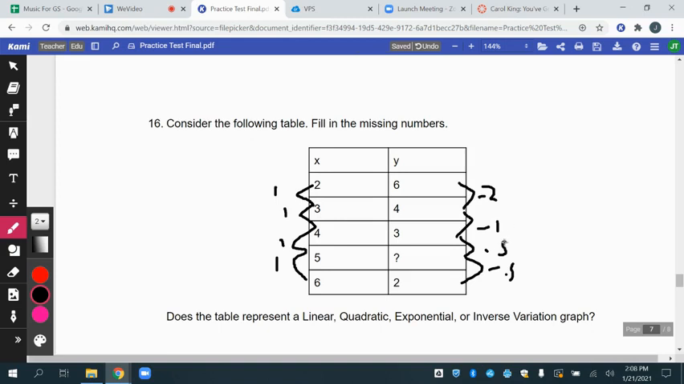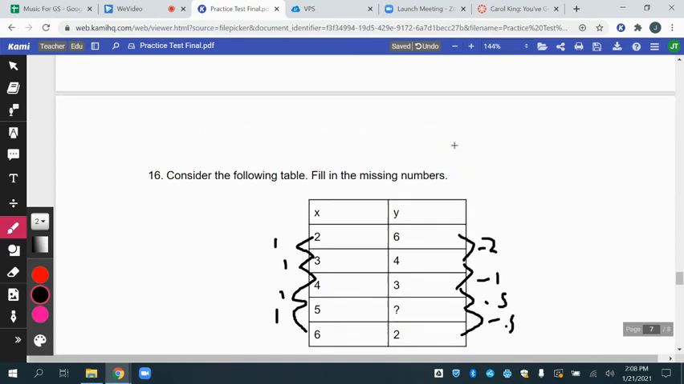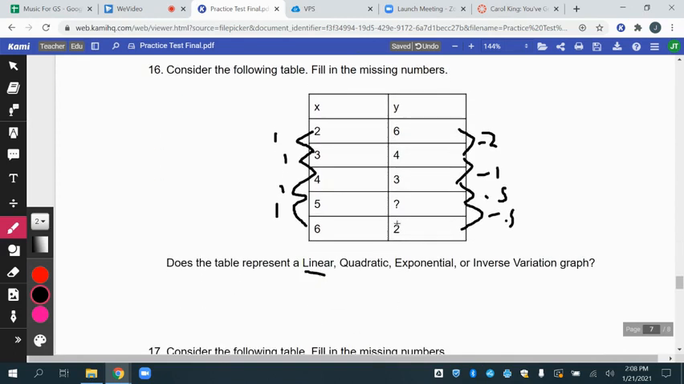Well, let's see if we can find another pattern. Remember, our choices are linear. This is not linear because if these were the same, so should these be. It's not quadratic because this goes down by 1, and it goes down by 0.5 or 0.25 or something. It can't go down by a consistent amount each time. So that won't work.